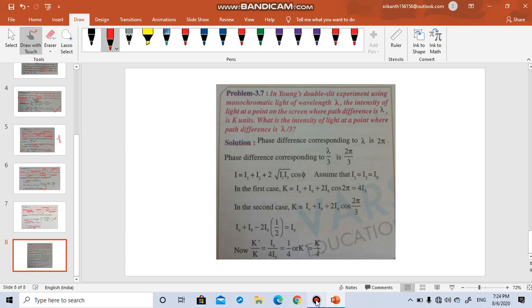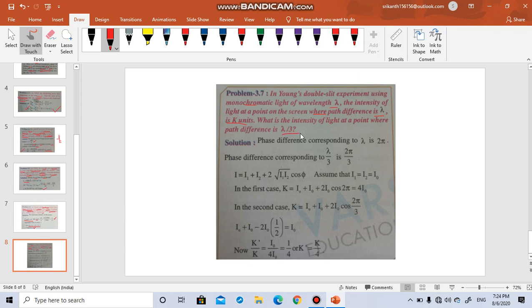In YDSE experiment using monochromatic light of wavelength lambda, the intensity of light at a point on the screen where the path difference is lambda is k units. What is the intensity of light at a point where the path difference is lambda by 3?